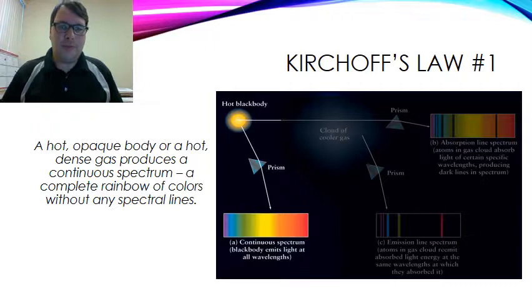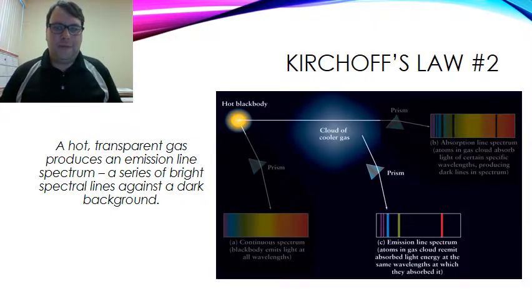Kirchhoff's first law says that if we have a hot opaque body or a hot dense gas, it will produce a continuous spectrum. You can think of this as a complete rainbow of colors without any spectral lines. That would mean we have a perfect spectrum. This is also considered to be a black body. An ideal black body has no absorption and no individual spectrum lines that you would see due to discrepancies, things like gases, etc., that are added. So a perfect black body, an ideal black body, will have a perfect spectrum, full emission.